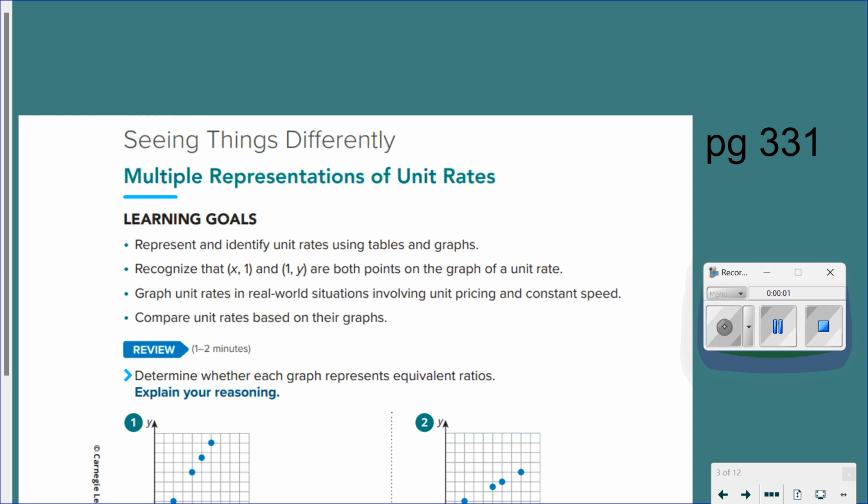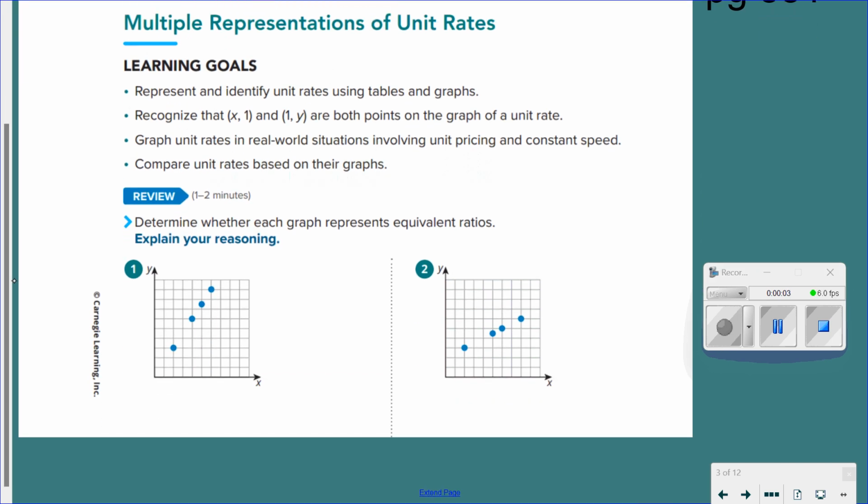Okay, we're going to look at using unit rates on graphs. So we're going to start with a really quick review question. Determine whether each graph represents equivalent ratios. I'll give you a hint, those of you that don't have a straight edge or ruler, you can go and get one. It will be very helpful for you in determining if they are ratios. You remember what that definition is. I'll give you like a minute and a half to do that.